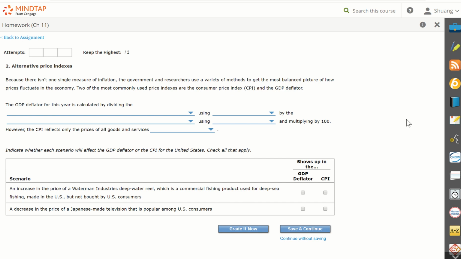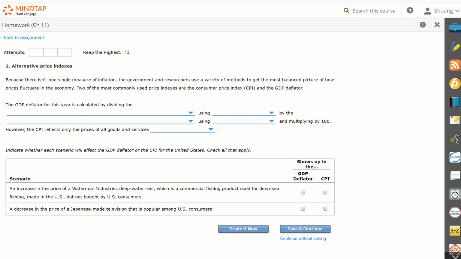Okay, so because there isn't one single measure of inflation, the government and researchers use a variety of methods to get the most balanced picture of how prices fluctuate in the economy. Two of the most commonly used price indexes are the consumer price index and the GDP deflator. Now, the GDP deflator for this year is calculated by dividing the what.